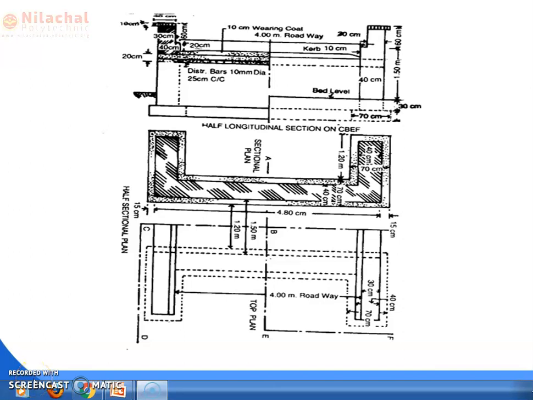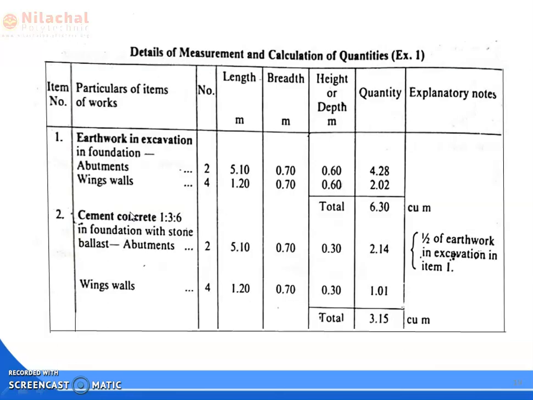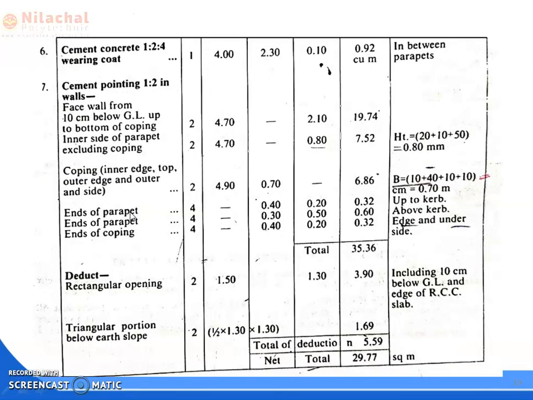Good morning everyone. In this class we discuss the cement concrete used in the parapet. The cement concrete bearing course is 1:2:4. In the previous class we already discussed the RCC slab bar.